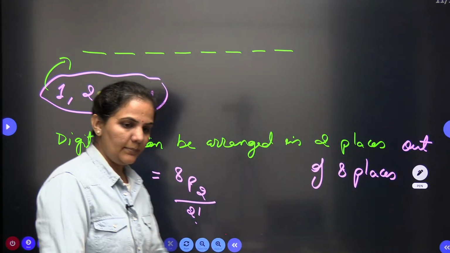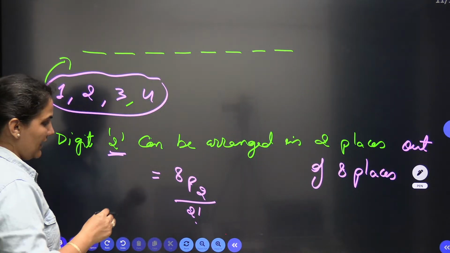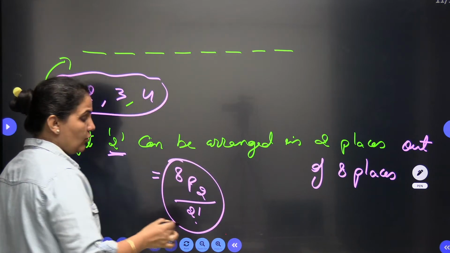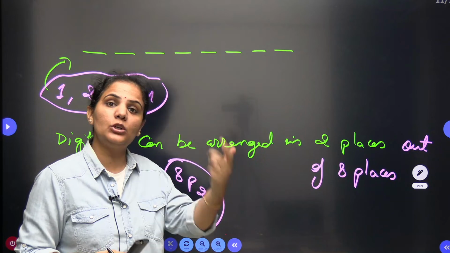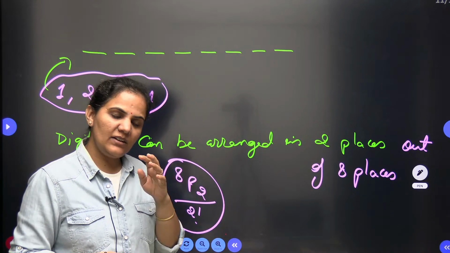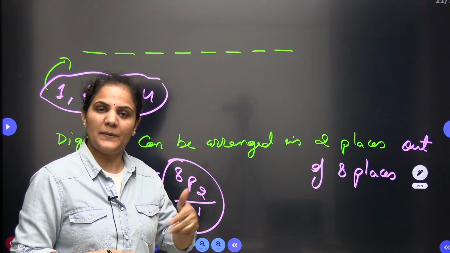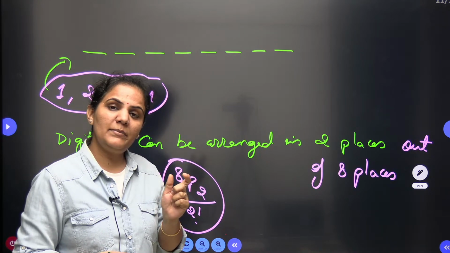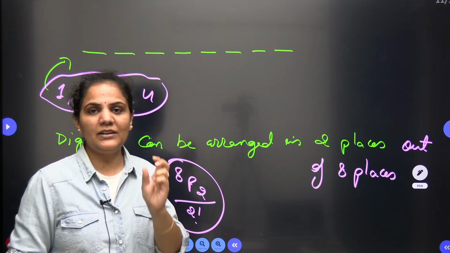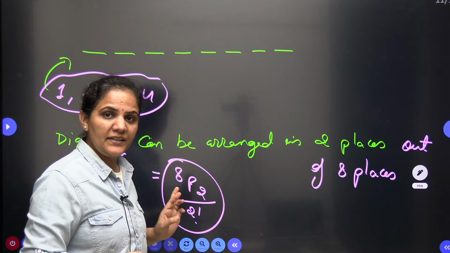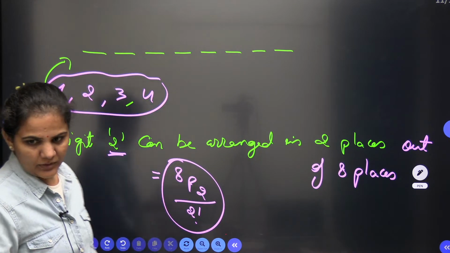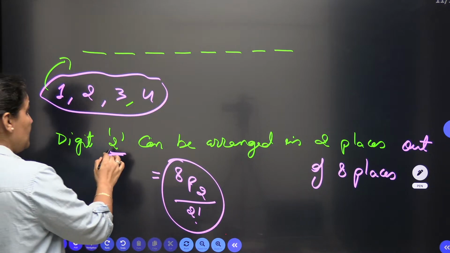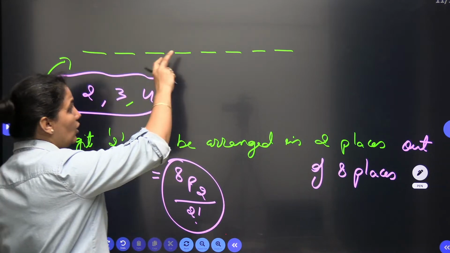So what happened here, we can see now 8p2 by 2 factorial. Why did I write 2 factorial here? Just because the 2 is repeating 2 times. We know very well, whenever any digit is repeating itself, we need to divide by the factorial of the number of times it is repeating. So if my 2 is repeating 2 times, I am going with 2 factorial. It's very simple. Now this is the arrangement of 2 places.